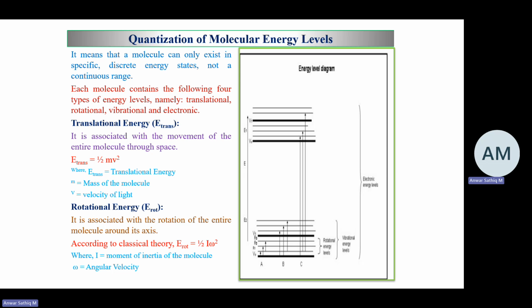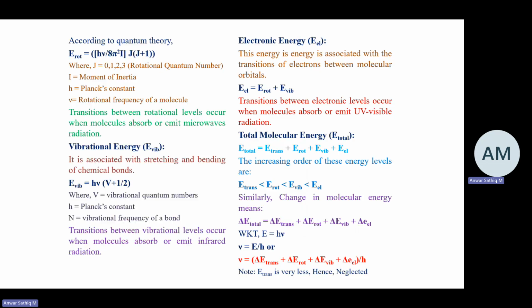Similarly, rotational energy is represented by the symbol E ROT. Rotational energy is associated with the rotation of the entire molecule around its specific axis. According to classical theory, the rotational energy is equal to half I omega square, where I is the moment of inertia of the molecule, and omega is the angular velocity.